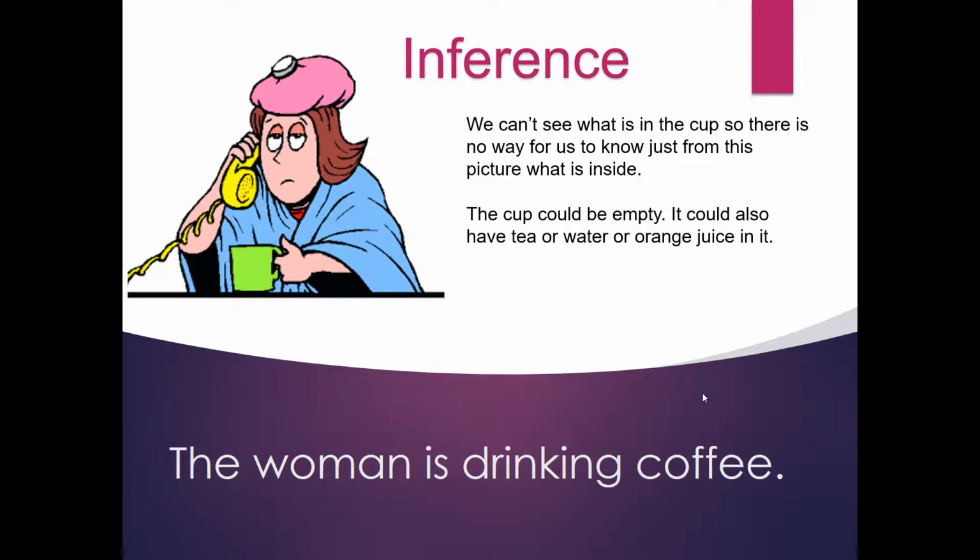Based off this picture, like it says, the cup could be empty. We have water, orange juice in it. So the woman is drinking coffee. That's not a fact. We can't prove it. Even if we wanted to prove it, we can't based off this picture, so it's an inference. I hope by now you're kind of getting the hang of the difference between the two definitions.